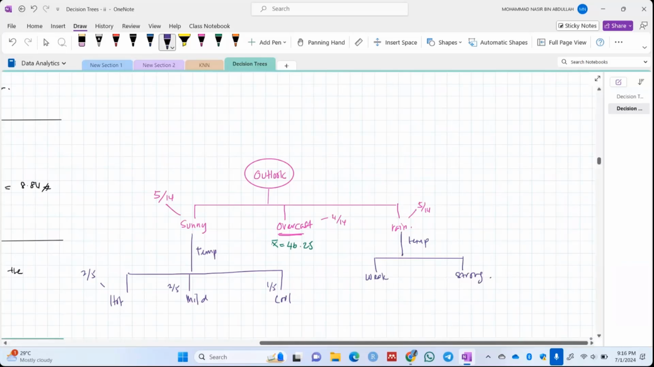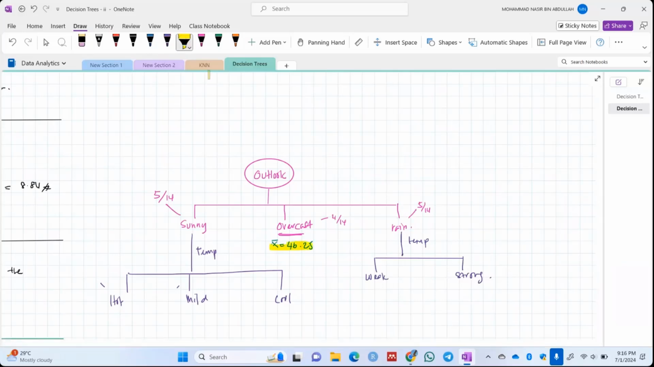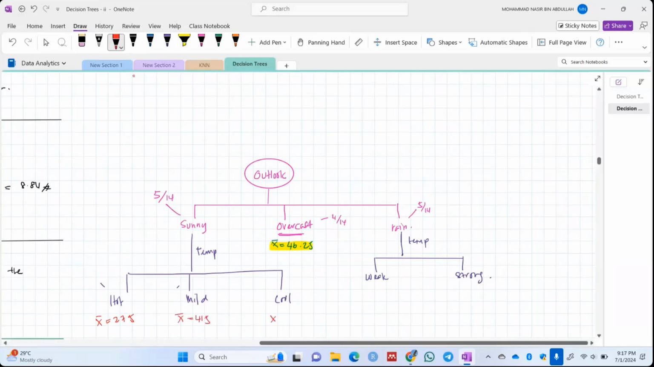Next step, we need to input all the average values. This is the average value for overcast, 46.25. For sunny, hot, we have x bar equal to 27.5. Sunny, mild, temperature mild is 41.5. Sunny, cool, x bar equal to 38. This is x bar equal to 47.67. x bar equal to 26.5. Do you know how to get these values?